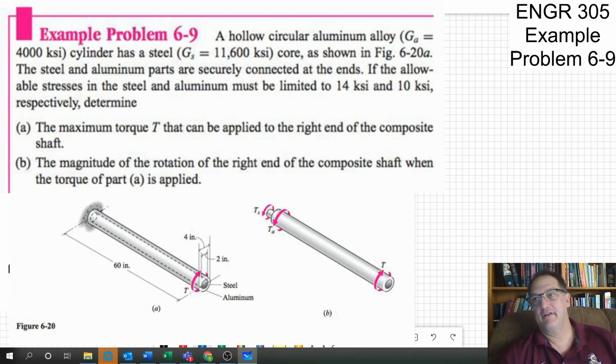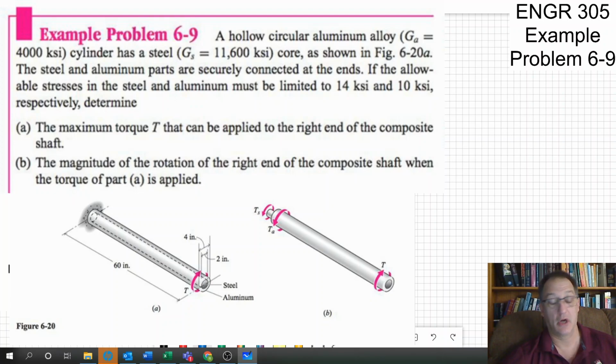Engineering 305, example problem, chapter 6, number 9. I just noticed, looking in the book, that there is only one paragraph. I was complaining last week about there being only two paragraphs on power. This week, on statically indeterminate, there's only one paragraph in the book. But the parallels between this in torsion and what we did in axial loads are very relevant.